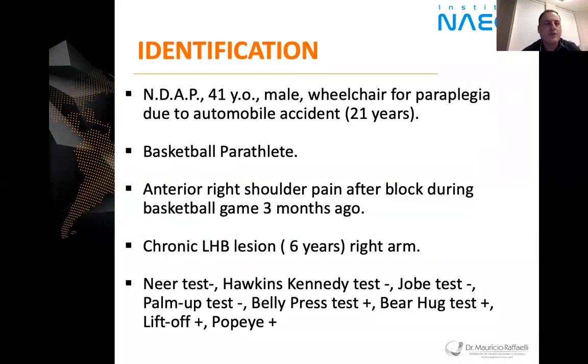Here we have a 41-year-old male patient. He uses a wheelchair because of paraplegia after an automobile accident 21 years ago, but now he is a parathlete basketball player. He had anterior right shoulder pain after a block during a basketball game, and he had a chronic long head of the biceps lesion 6 years ago in the same arm. The Neer test was negative, Hawkins test negative, Jobe negative, Palm-up test negative, but all tests for subscapularis tear were positive, like belly press, bear hug, and lift-off. The Popeye sign is positive in this patient too.